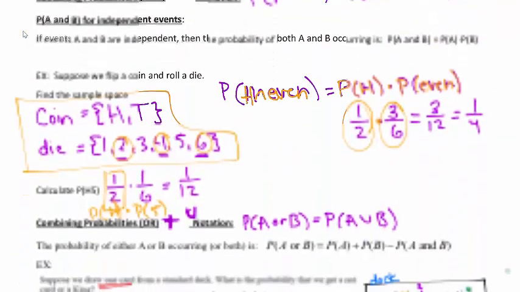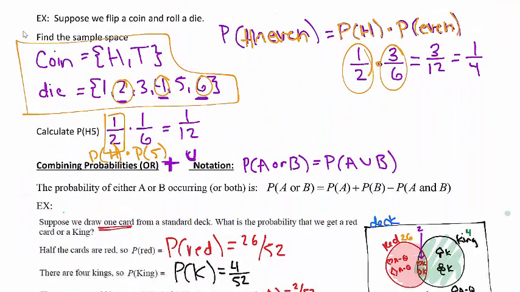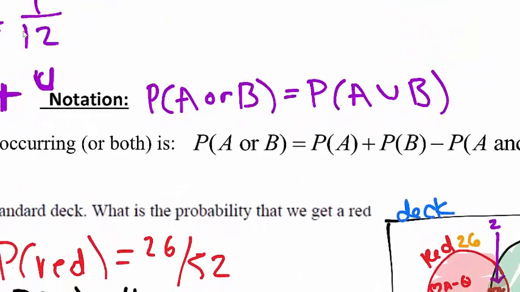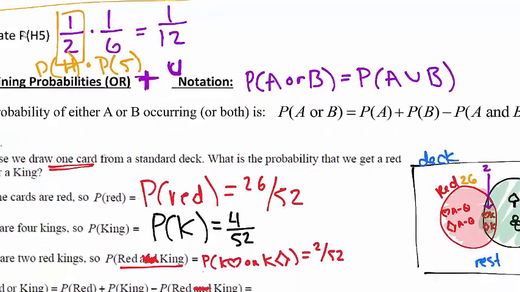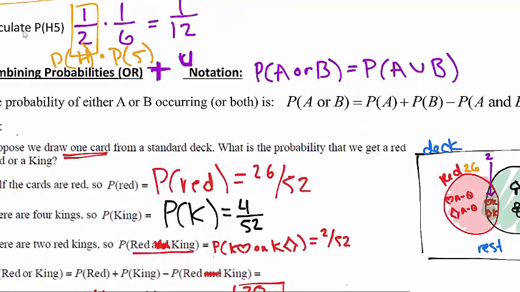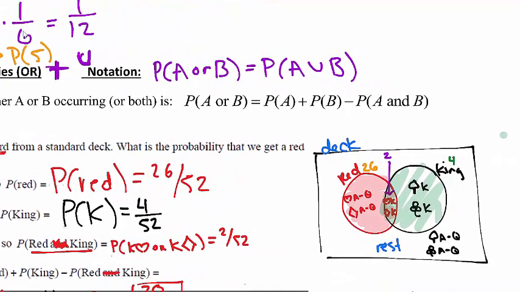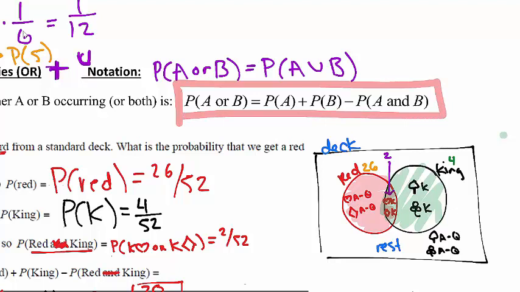So here we are, okay? Now we could also combine them with or, not and, with plus or. It's the probability of A or B, which is the same thing as the probability of A union B, okay? And really, this is the formula. You have to think about overlap. This is the or formula. Or means add, but you might have to subtract out the overlap.